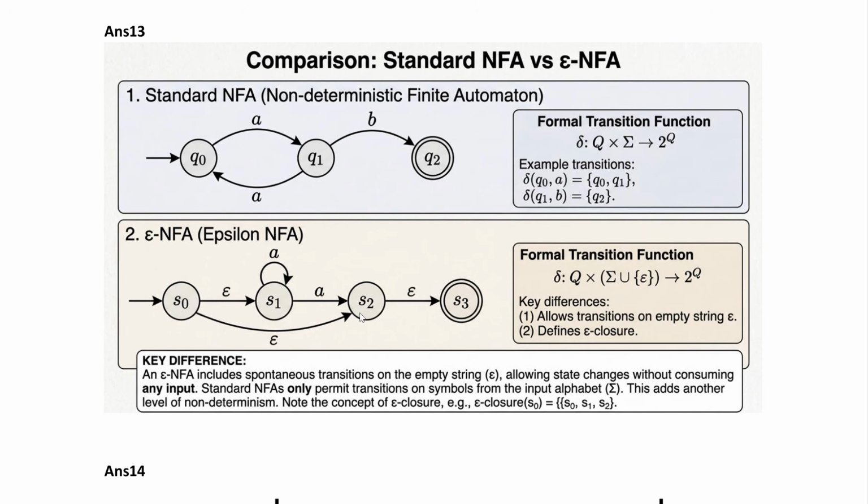When we are applying epsilon on S0, we are getting S2 also. When we are applying epsilon on S2, we are getting the final state S3. So this is the epsilon NFA. So what are the key differences?